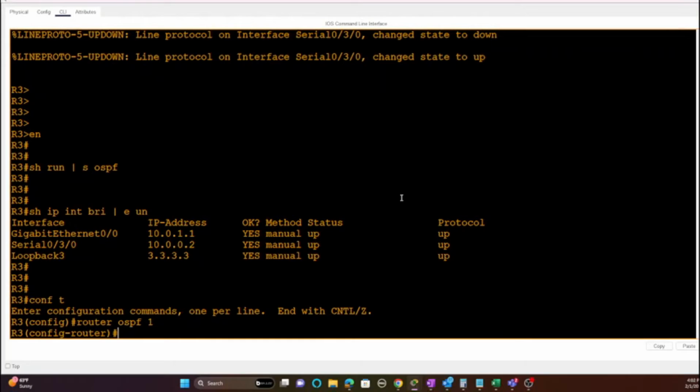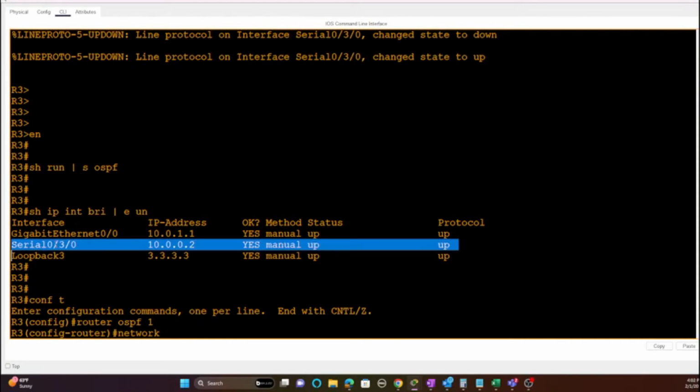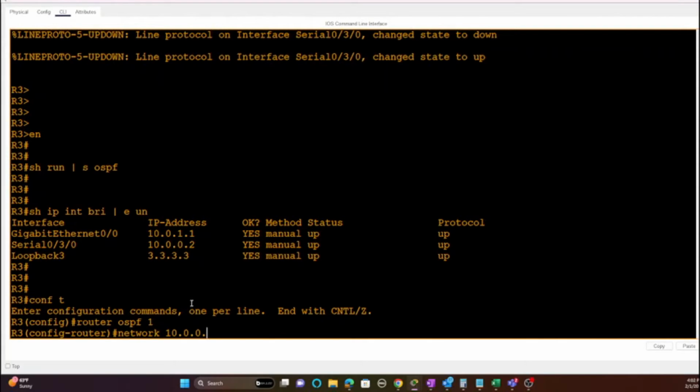Again, that process ID could be locally significant. It doesn't have to be one, but for the lab, we're trying to keep all of this on the same page. Keep it very simple. So now we're going to use the network command to advertise our serial link network. Our IP address is 10.0.0.2, but the network we're on is 10.0.0.0. It's a /30. So again, that translates to a wildcard mask of 0.0.0.3, because all you have to do is take 255 minus the mask, which is 252. So 255 minus 252 is 3. That's how I got that number.